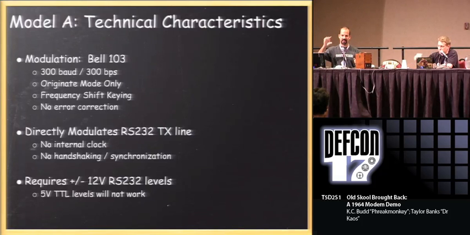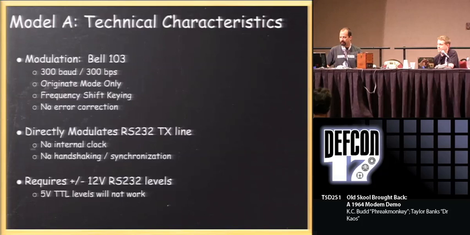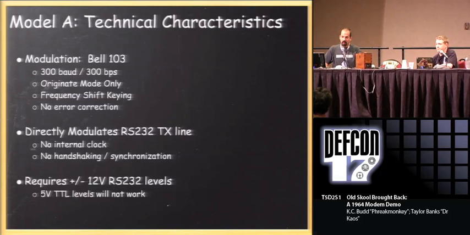And so the receive side on the originate mode modem has a bandpass filter to listen only to the carrier tones for the answer mode modem and vice versa, so that each one can only hear the other and not itself. Because on a phone line, you hear yourself when you talk. It uses what's called frequency shift keying, which I'll get into in a second. There's no error correction at all.